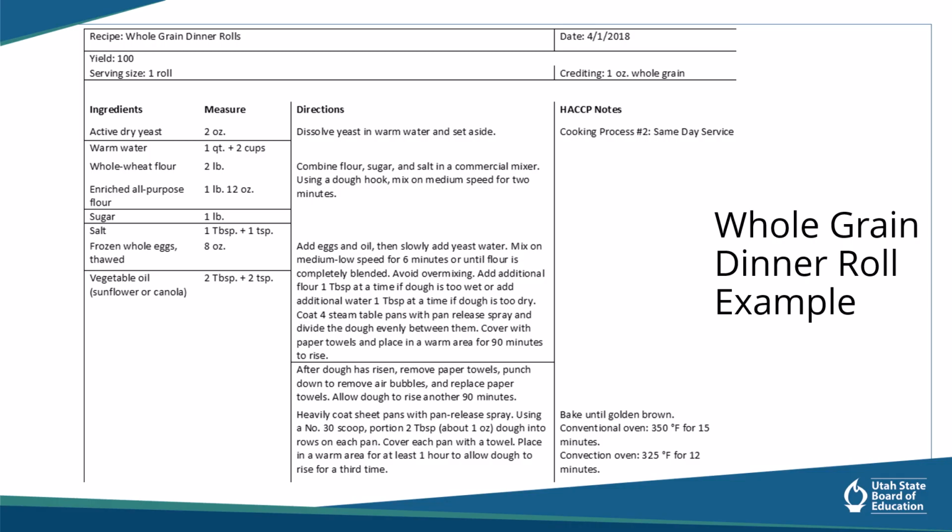Step 1 is to identify all of the grain ingredients in the recipe. As you can see, this recipe uses whole wheat flour and enriched all-purpose flour as the only grain ingredients. Step 2 is to identify the quantity of each ingredient. This recipe calls for 2 pounds of whole wheat flour and 1 pound 12 ounces of enriched all-purpose flour.